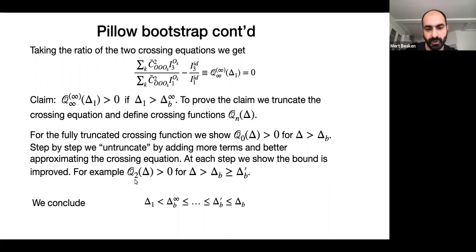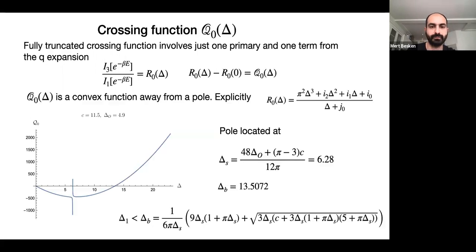And at each step, we'll show the bound is improved. For example, in the first untruncation of the fully truncated thing, we're going to see it's going to be positive for a larger part of the real line, and we will have improved our bound from delta b to delta b prime. And then as we add more and more terms, we will only improve our bound. And then I'll basically report this guy analytically, and this guy numerically, and the next guy also numerically for fixed values of C and delta.